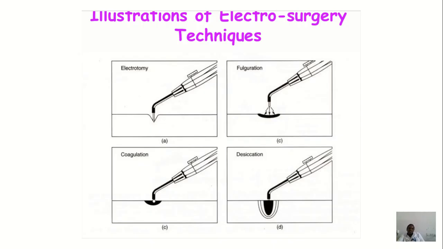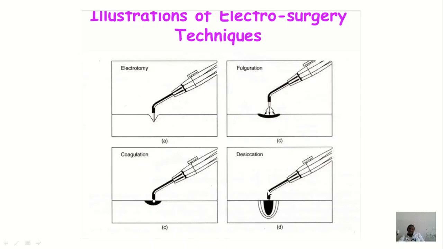On the screen you can see the first one is for cutting, where we use the needle electrode. The second one is coagulation, where we use the ball electrode. The third one is fulguration. Here we can use a needle electrode or a ball electrode, a small electrode which is not touching the skin. A spark will be generated, and only superficial tissue is destroyed; deep-seated tissue will not be affected. And the fourth one is desiccation.